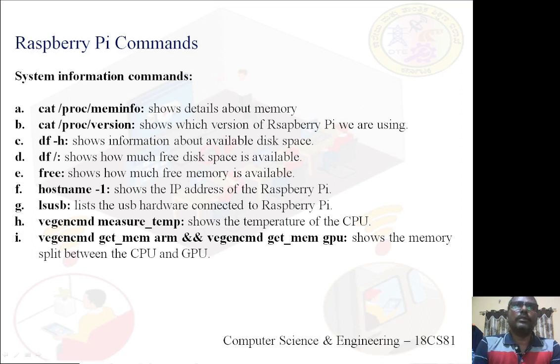lsusb lists the USB hardware connected to the Raspberry Pi. It lists all the USB hardware like USB keyboard, USB mouse, USB camera, USB speaker, all connected to the Raspberry Pi computer. vcgencmd measure_temp shows the temperature of the CPU. vcgencmd get_mem arm and vcgencmd get_mem gpu show the memory split between the CPU and GPU.